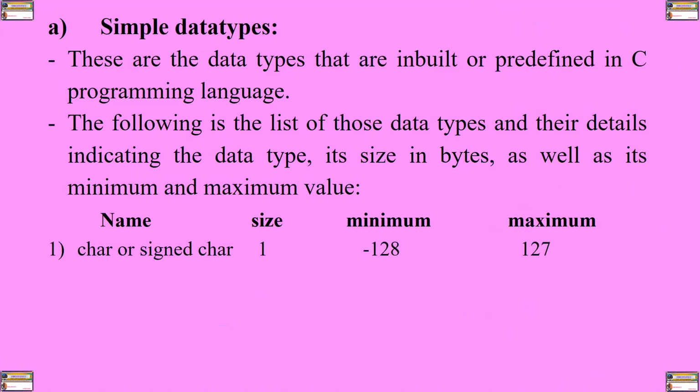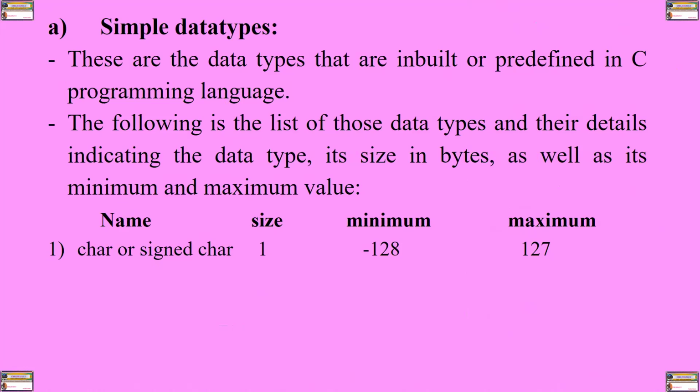So the first type of data that can be held in a memory location is the char. So char or signed char. Now the maximum size of that data type is one byte. One byte simply means one character, like in the name Julius, it is J.